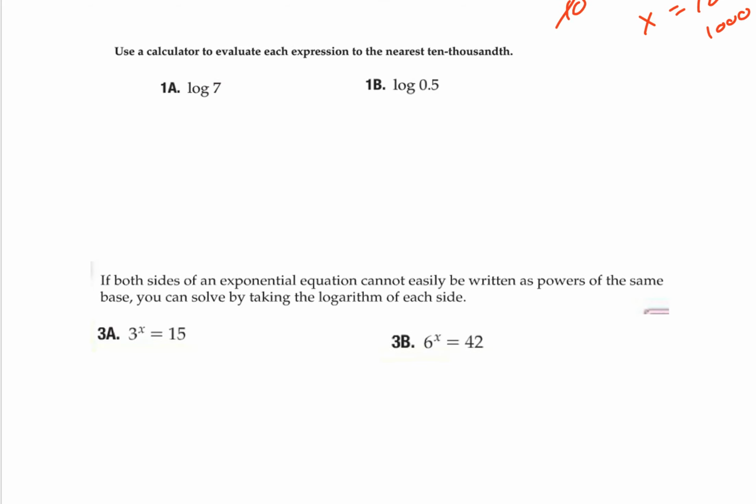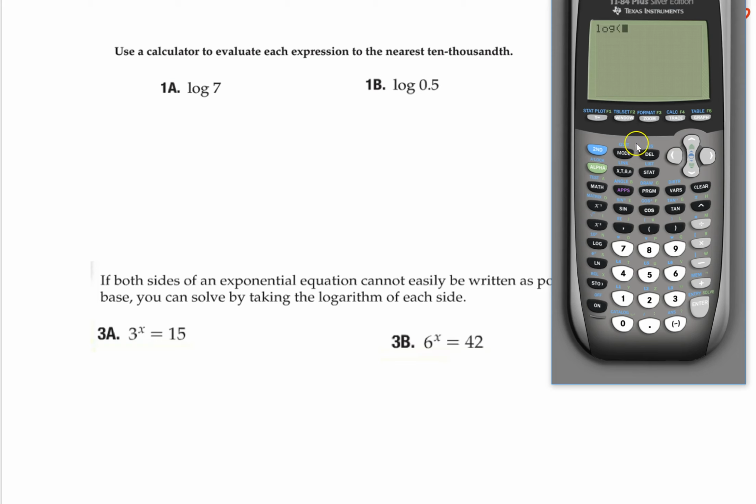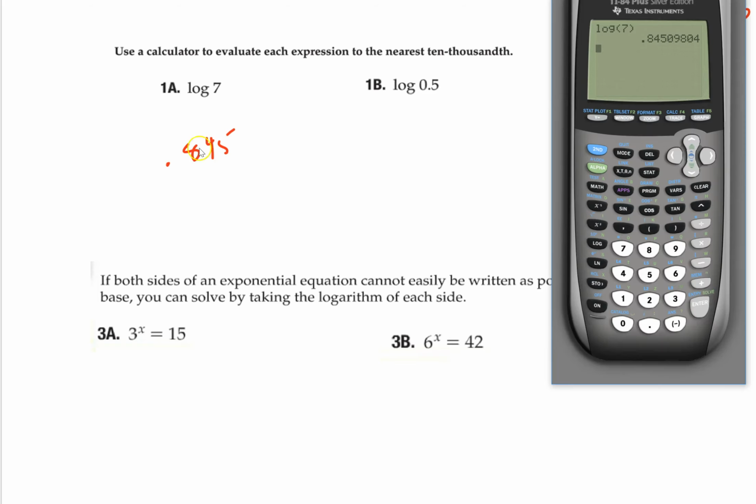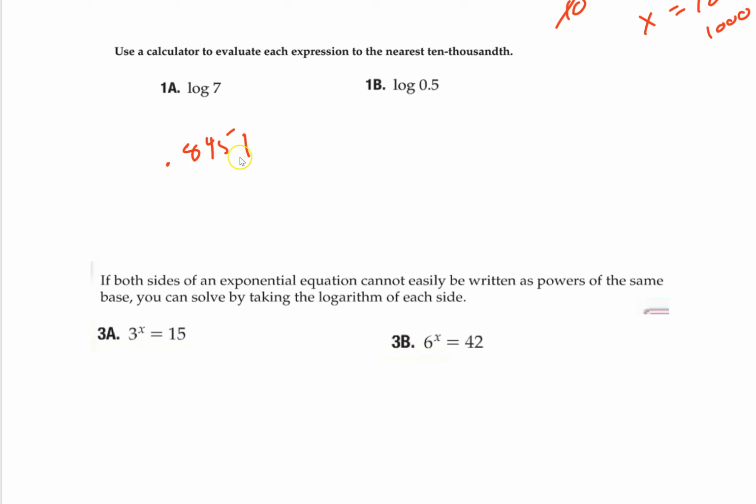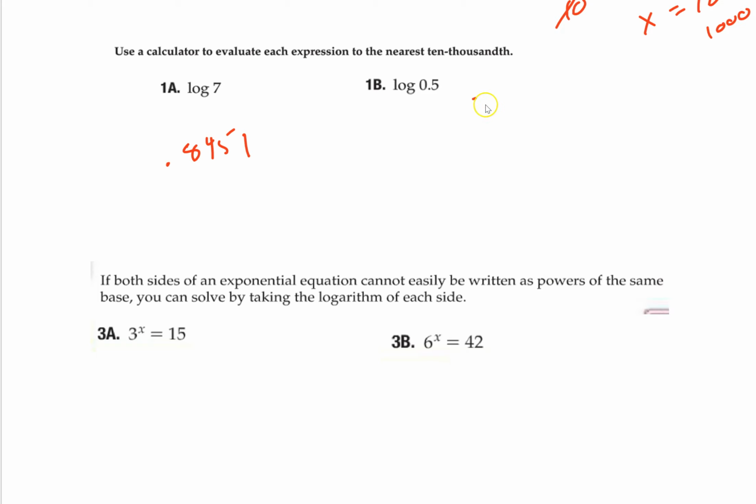So a couple of these you can do on our calculator. They want us to do log of 7, so the base is 10. You get 0.845. Log 0.5, likewise, you just clear, log 0.5, hit enter, and you get negative 0.301.